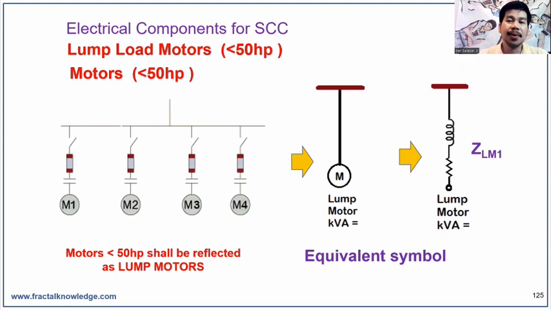Here's the equivalent symbol and impedance diagram equivalent. As you can see, all the cable is neglected due to the rule of parallel wired impedances. We call it lump load motors. In residential, it can be a power panel if you have lots of appliances operated by motors.